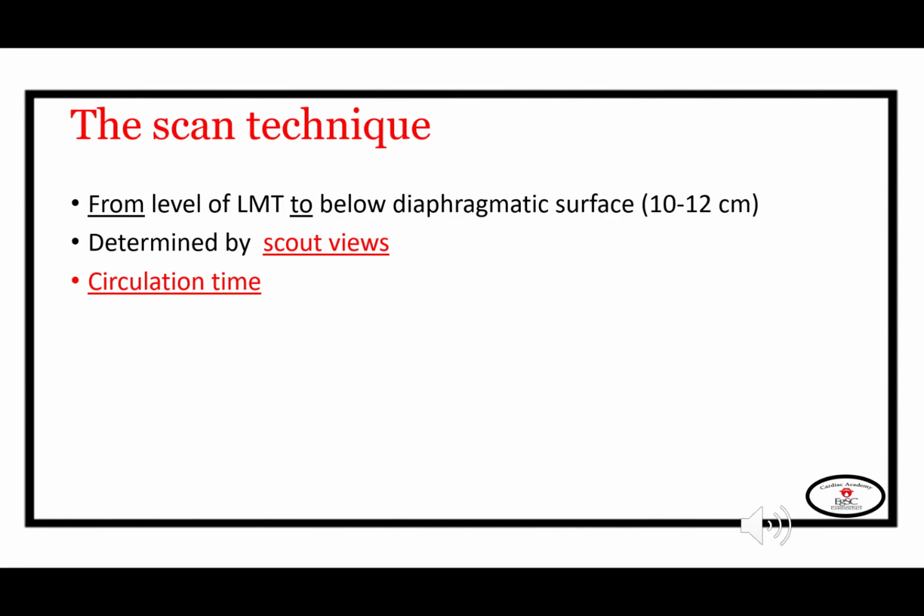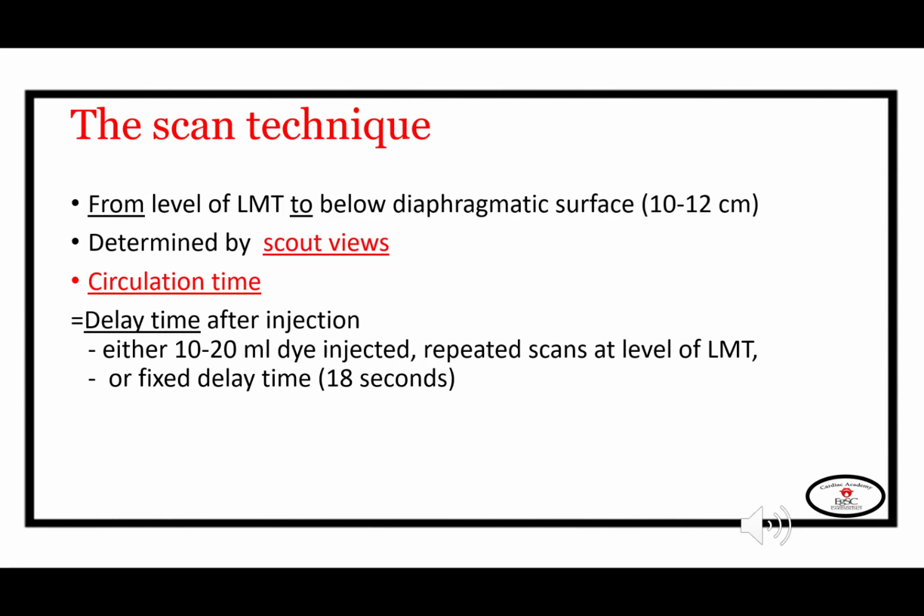Circulation time is the time needed for the contrast material to reach the left side of the heart from the site of injection. This can be determined by two techniques. Either we calculate the delay time by injecting a test bolus of contrast material, 10 to 20 milliliters, and take repeated scans at the level of the left main coronary artery to determine the time needed for the contrast material to reach the coronary circulation.